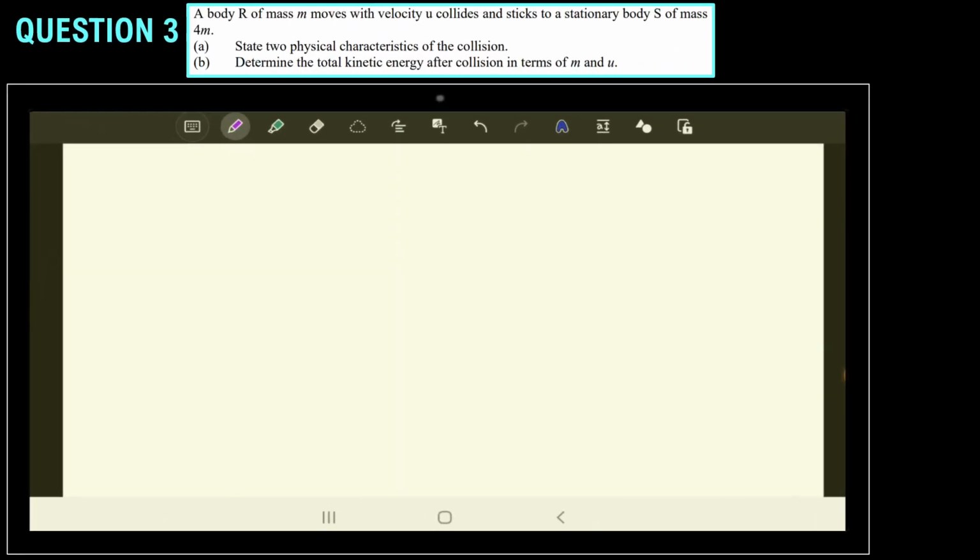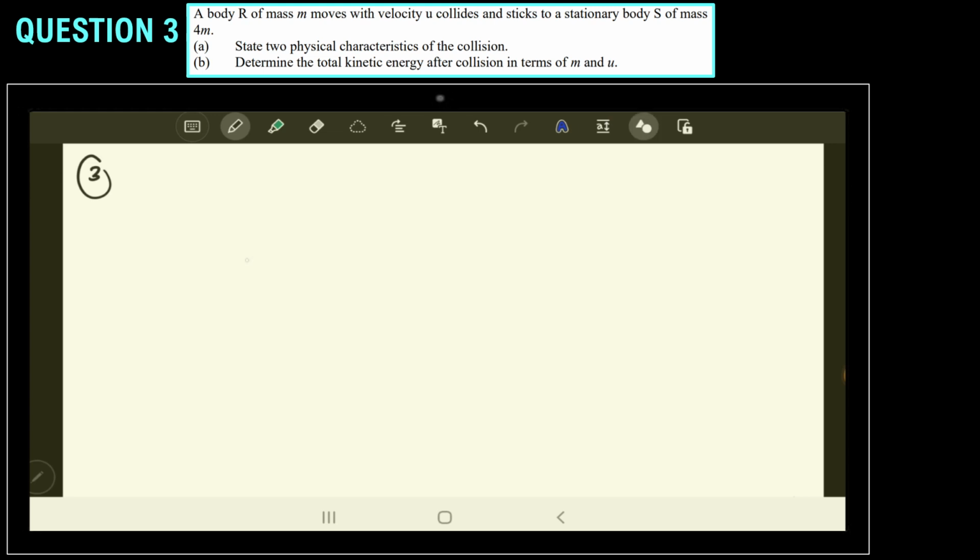Okay, question number 3 from chapter 3, momentum and impulse. So now we have a body R of mass M move with velocity U collides and sticks to a stationary body S of mass 4m. Okay, so let's write question number 3.